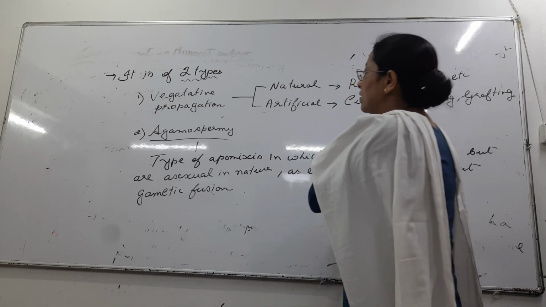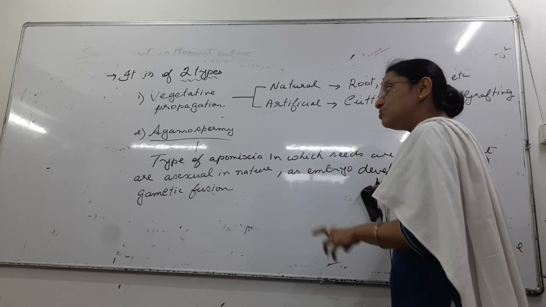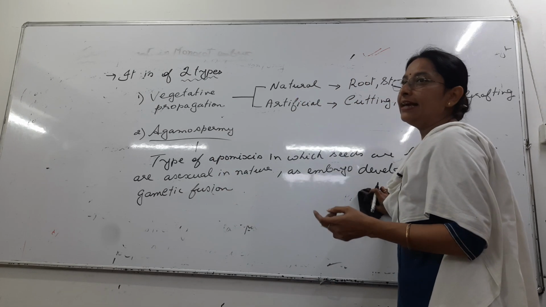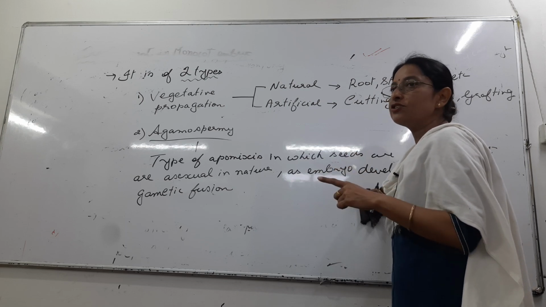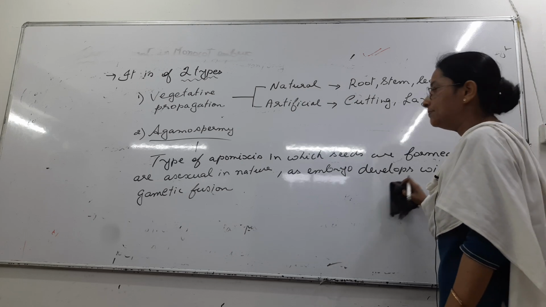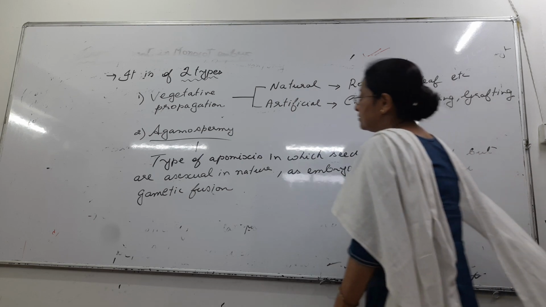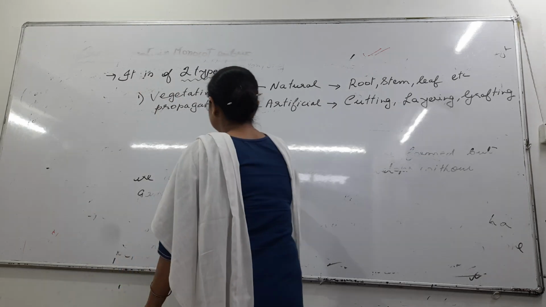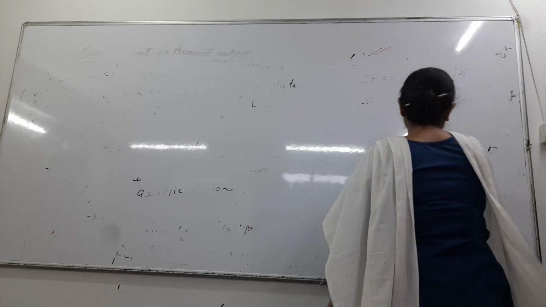One type of apomixis is agamospermy. Agamospermy is a type of apomixis in which seeds are produced. Since it is apomixis, the definition would obviously be the same, right? The definition of agamospermy is the definition of apomixis: asexual type, where seed formation occurs and embryo develops without gametes, right? If the embryo does not form through gametes, then how does the embryo develop? To study that part, write the next heading: types of agamospermy.